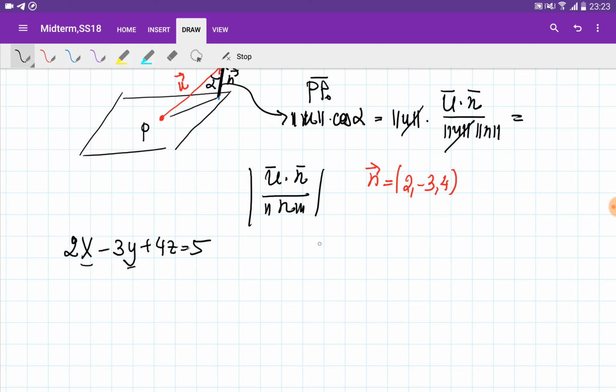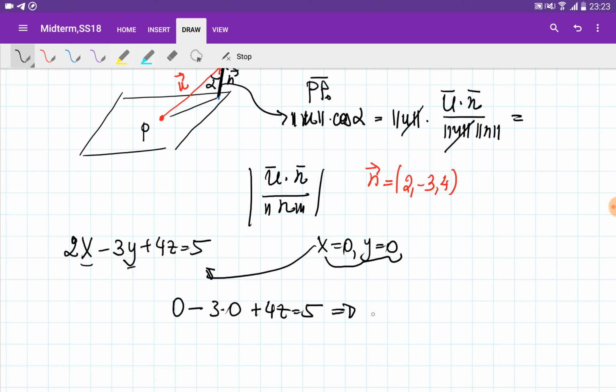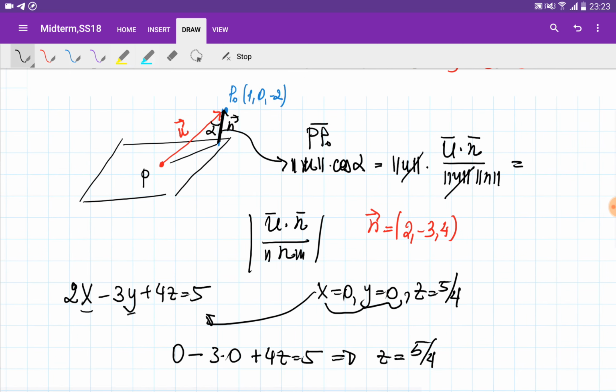So let's choose the x to be equal to 0 and y is equal to 0. If I substitute them here, I can find that this is going to be 0 minus 3 multiplied by 0 plus 4 multiplied by the z is equal to 5. From here we can find that the z, which is going to satisfy this equation, is going to be equal to 5 over 4, right? Z is equal to 5 over 4. So this is going to be a point, right, because it satisfied the equation of the plane. And this is going to be our point P, with the coordinates 0, 0, and 5 over 4.